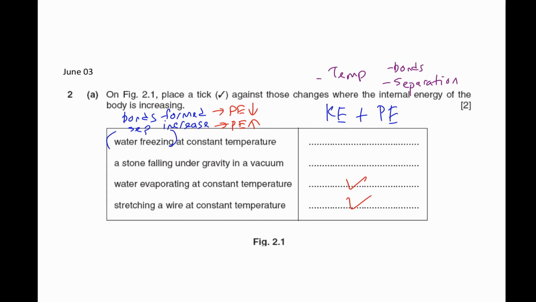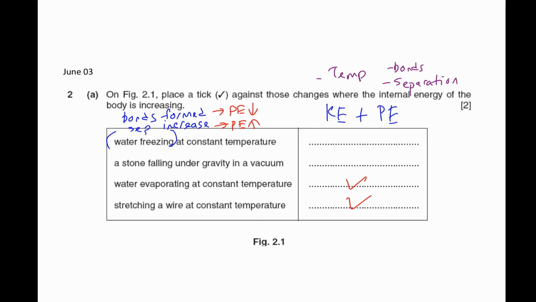So the KE of the stone will increase, no doubt about it. But we are not talking about the KE of the stone as a whole, we are talking about internal energy. That means within that stone, are the molecules vibrating faster or slower? That is what we are talking about, not how fast the stone falls. So therefore, again, it is not part of the internal energy.